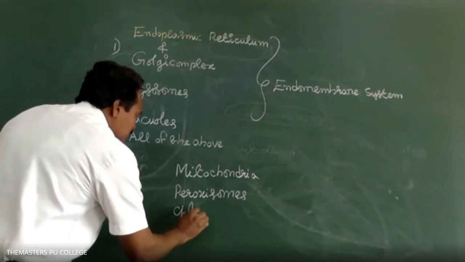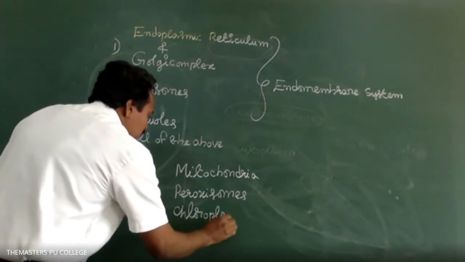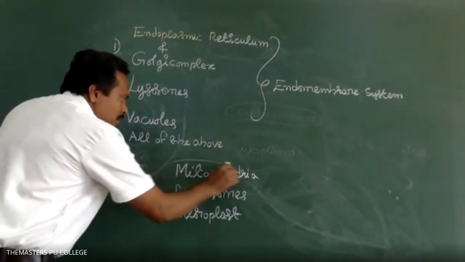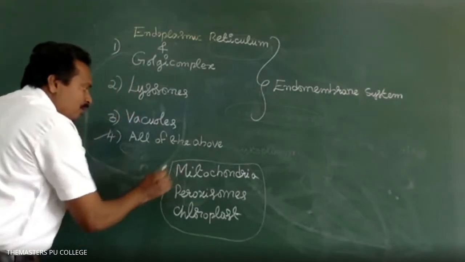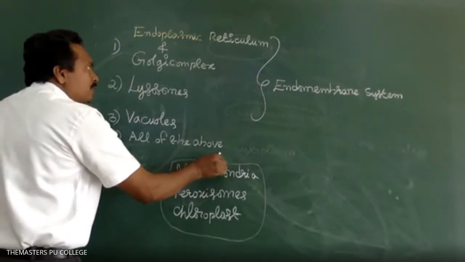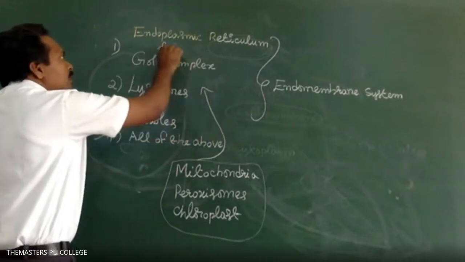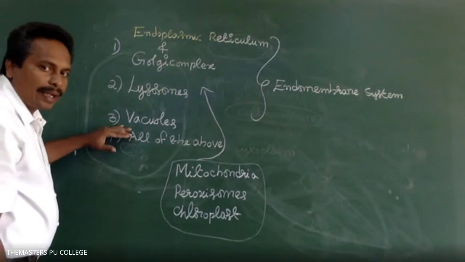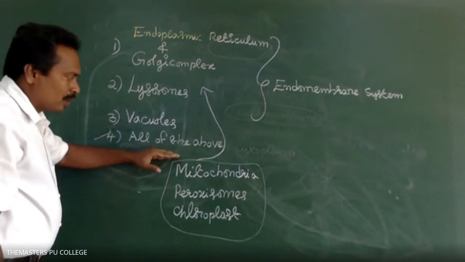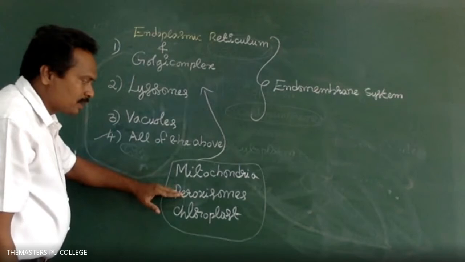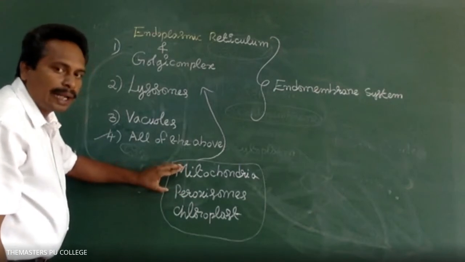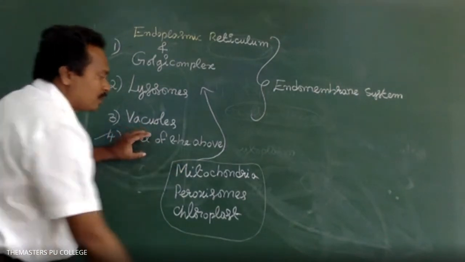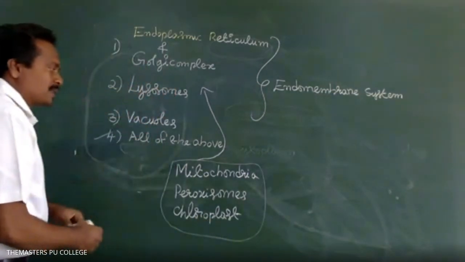Chloroplast. So these remaining cell organelles' function is not coordinated with the endoplasmic reticulum, Golgi complex, lysosomes, and the vacuoles. So mitochondria, peroxisomes, chloroplast are not included in the endomembrane system. Right? Which of the cell organelles are not included in the endomembrane system?